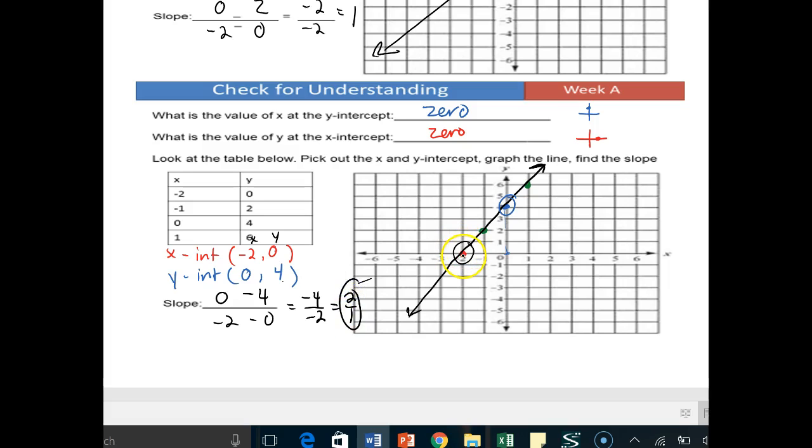From any point on here, you should be able to move up 2 and over 1 and land on the line. Up 2, right 1. Oh, there it is. Up 2, right 1.